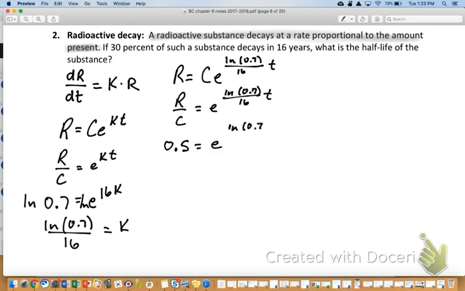Again, this comes down to doing a natural log of both sides and then doing a little division or multiplication, depending on how you want to look at that, and getting your T value. What would be the half-life? Did you figure it out?